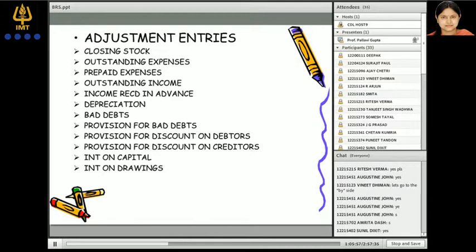You have seen that closing stock is outside the trial balance, so we have to give the effect to the closing stock. So the entry for the closing stock is closing stock debit to trading account.